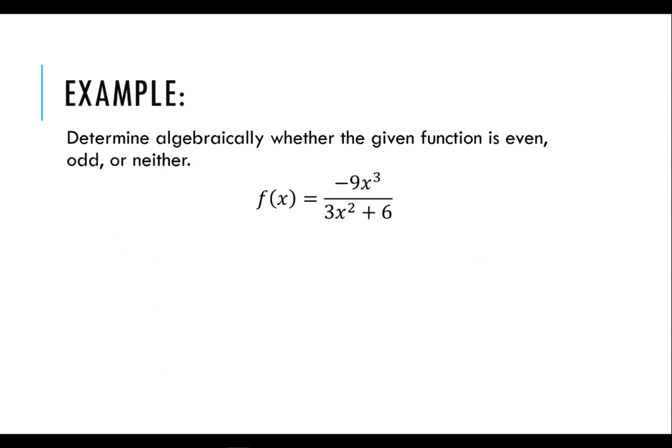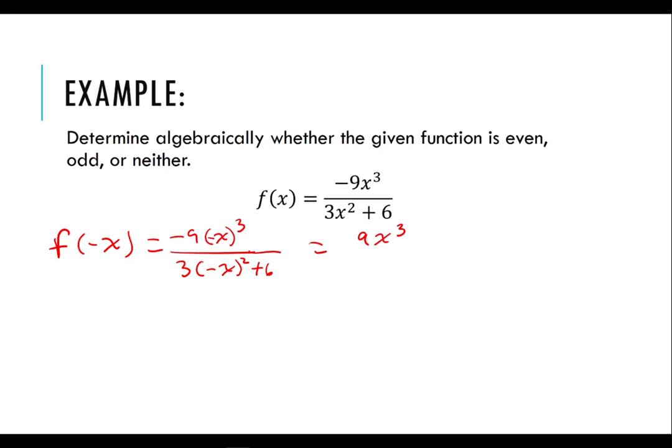Now let's try this one. F of negative x, that's going to give us 9 times negative x cubed divided by 3 times negative x squared plus 6. Then negative x quantity cubed brings a negative out, so that's going to be positive 9, because 9 times negative 1 is positive 9, x cubed, divided by negative x quantity squared. That's going to leave us with 3 times x squared plus 6.